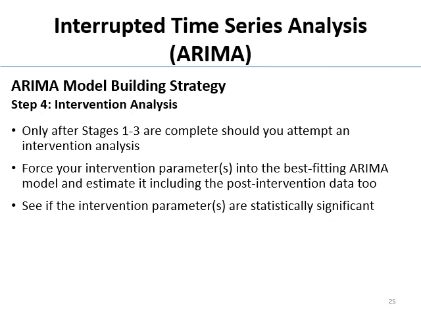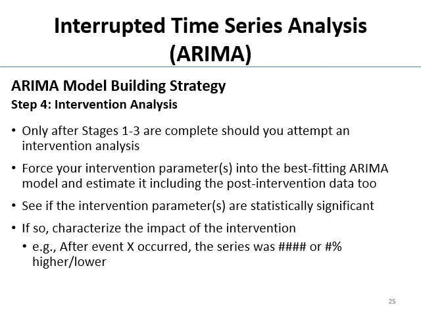So you want to see if the intervention parameters are statistically significant. If they are, something changed corresponding with your intervention. And if so, you want to characterize the impact of that intervention. So after event X occurred, the series was X percent lower than beforehand. You know, the recidivism rate decreased 17% after this program was implemented at the police department. You want to characterize it in that sort of way. So your intervention parameter will be significant, and then you want to turn it into some sort of percent change or something.